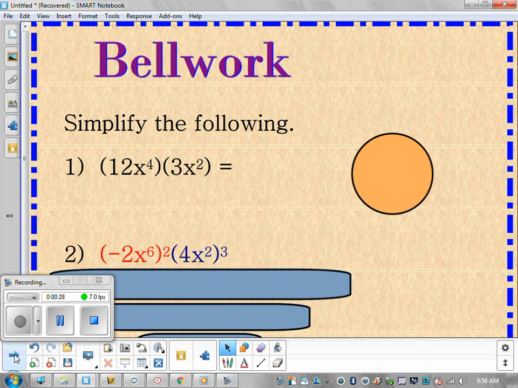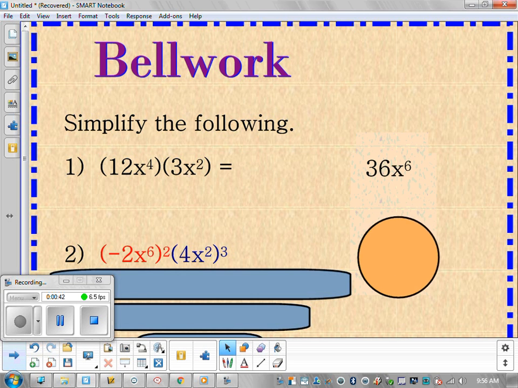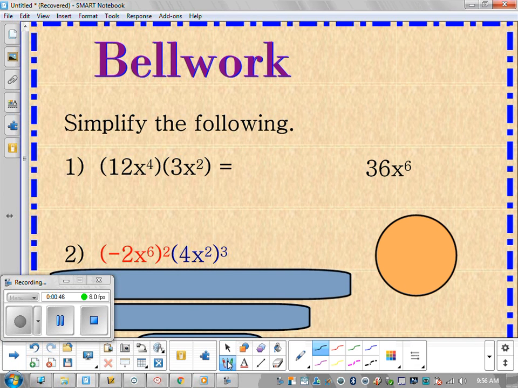Take a moment to write down the two warm-up questions, pause, and then come back and check your answers and see how you did. For number 1, were you able to come up with 36x to the 6th power? You would have come up with that by multiplying the two coefficients to get to 36. When you multiply x to the 4th times x squared, you add those exponents and get x to the 6th.